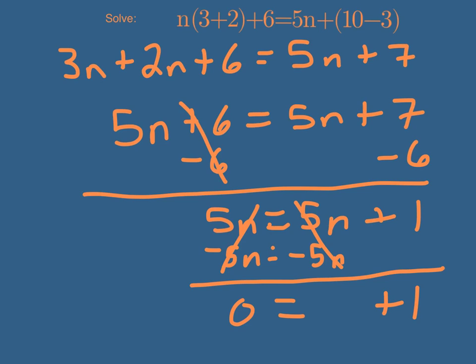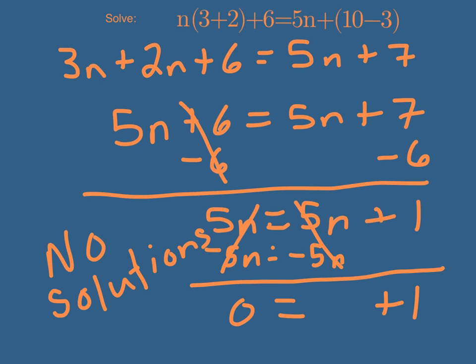So I could see that 0 does not equal 1. In this problem, and you'll have some like this, no matter what number you put in for n, it's going to come out false. So for this, you would write no solutions. No number is going to work. Okay? That's a special situation you need to be on the lookout for.